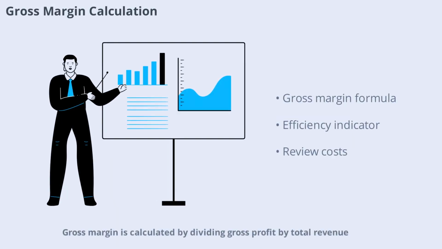Gross margin is calculated by dividing gross profit by total revenue. This ratio shows how much of each dollar earned is retained after covering production costs. A higher gross margin indicates efficient production and pricing strategies. If your gross margin is low, it may be time to review your cost structure or pricing. In the next scene, we'll explore operating margin and how it reflects the efficiency of your business operation.